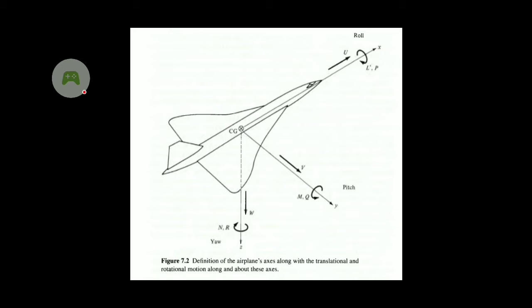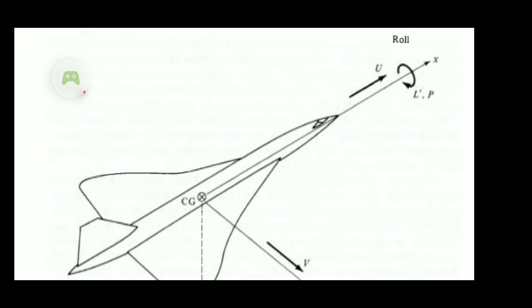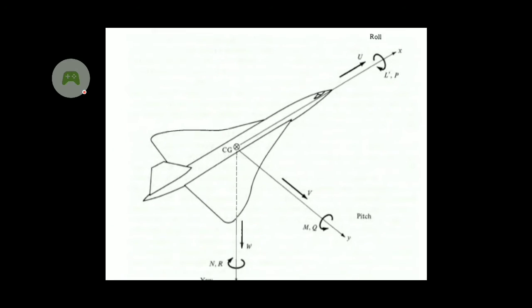And here you are seeing the XYZ axis, X in the longitudinal direction, that is along the fuselage crossing through the CG, and the velocity component U is along the direction of X. And if the airplane rotates about the X axis, it will create a movement which is the rolling movement, and that's why you can see it has been defined as roll about the X axis, and in that the airplane wings tilt about the X axis.